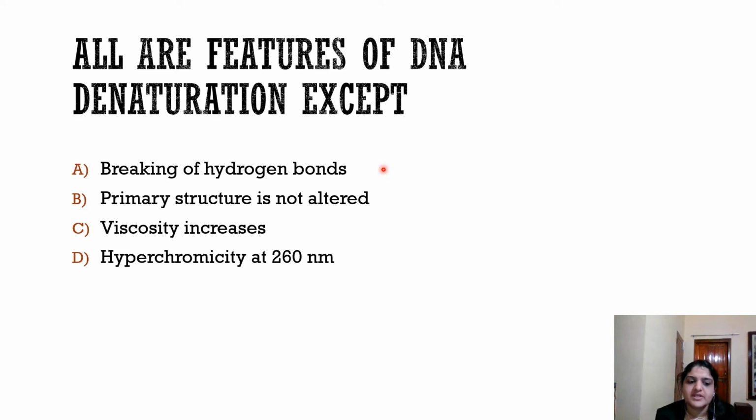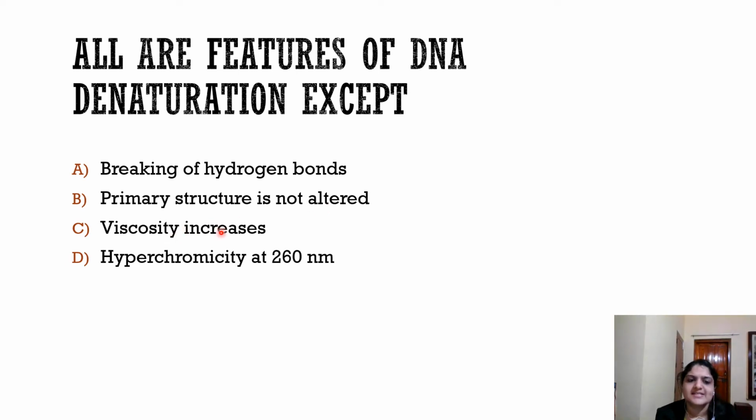Moving on to next question. All are features of DNA denaturation except. Options are breaking of hydrogen bonds, primary structure is not altered, viscosity increases, hyperchromicity at 260 nanometer. So we can analyze each option. In DNA denaturation, there is breaking of hydrogen bonds. Is that a true statement? Yes, that's true. Primary structure is not altered. Yes, that is also true. Only the secondary and tertiary structure is destroyed. Primary structure is not altered.